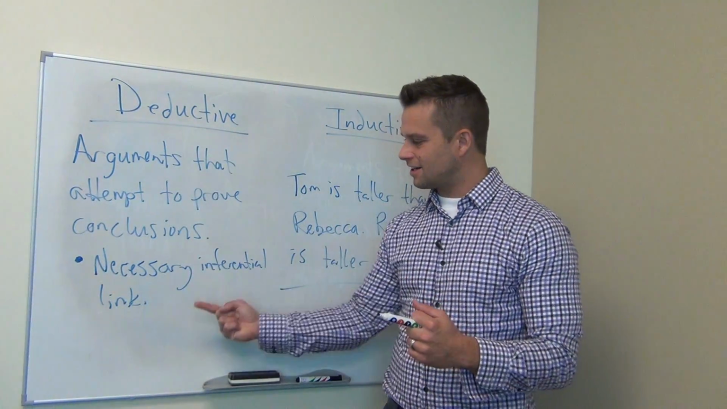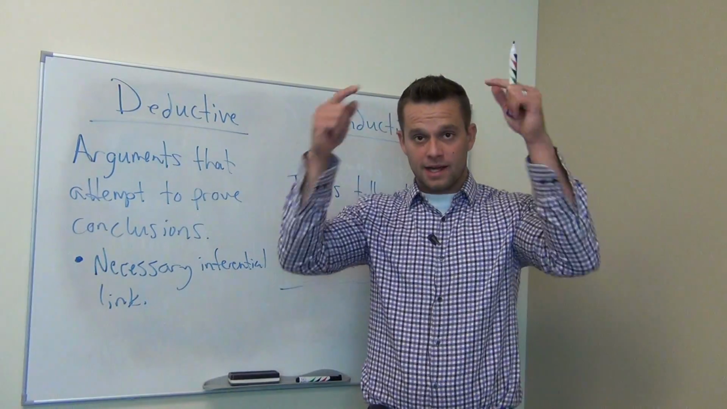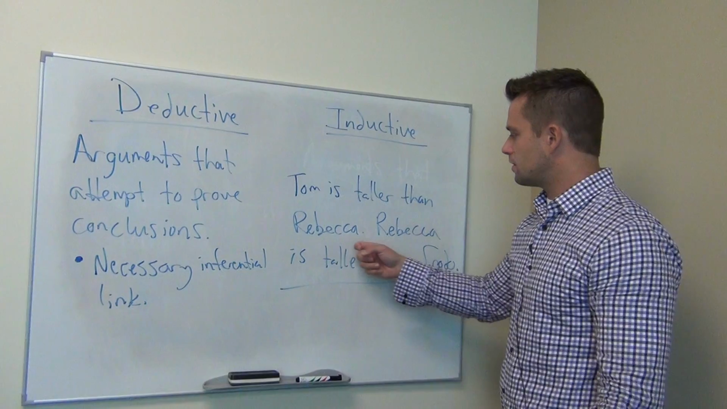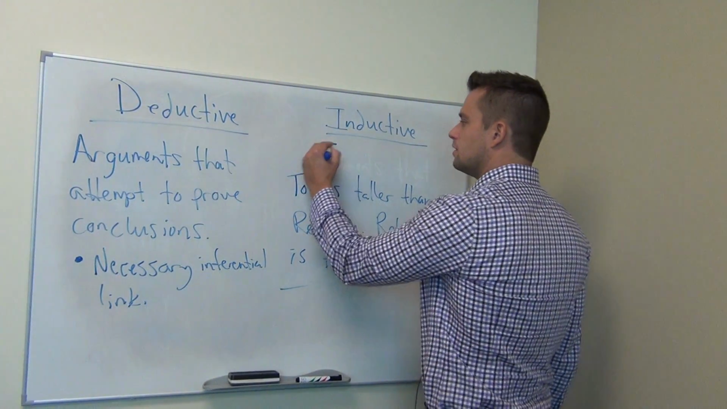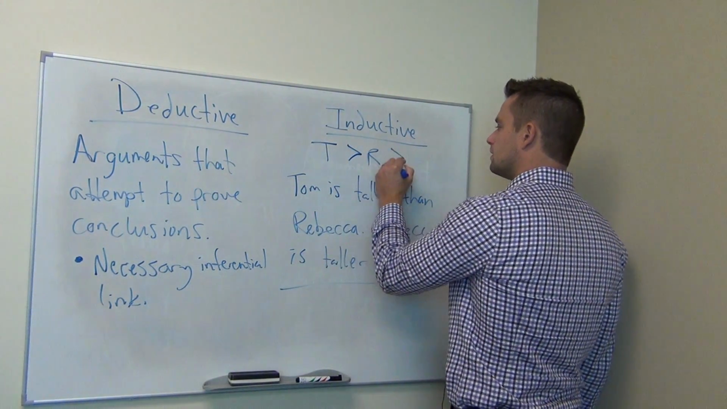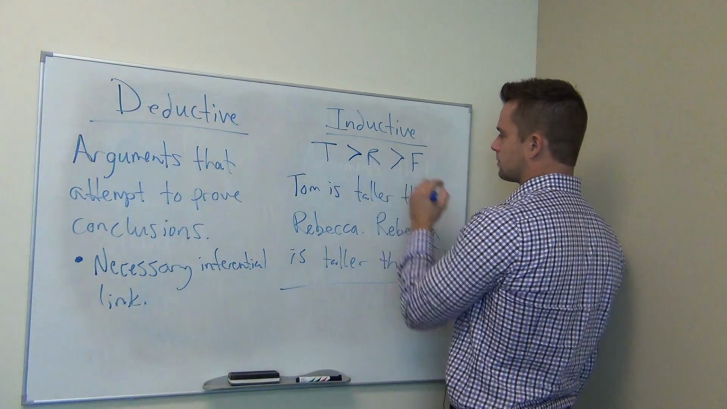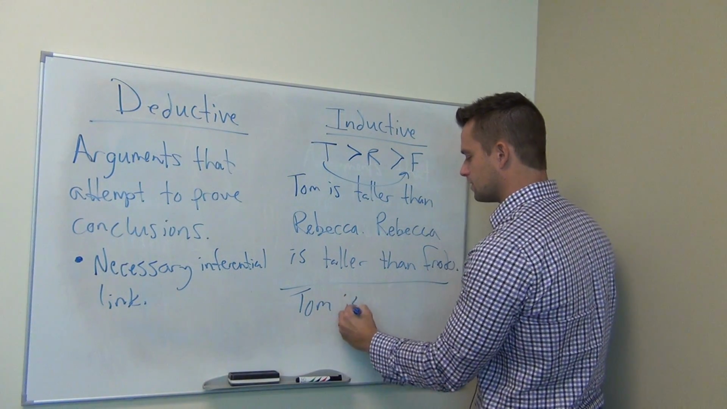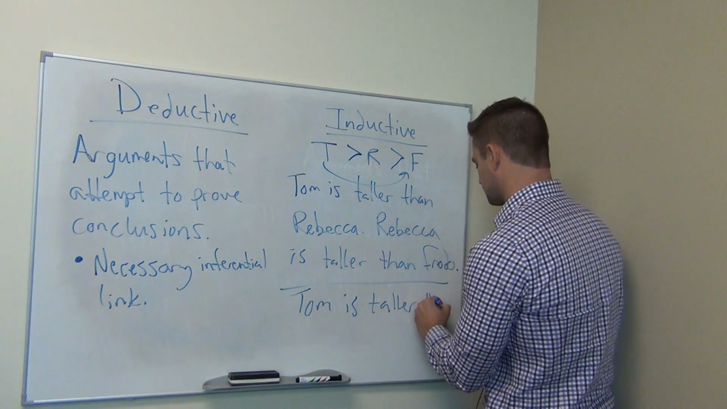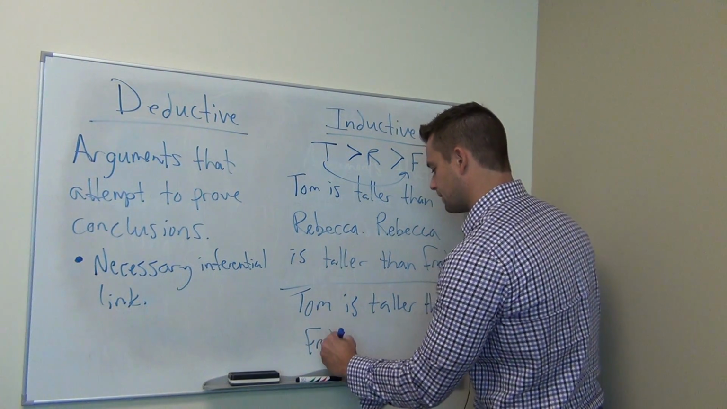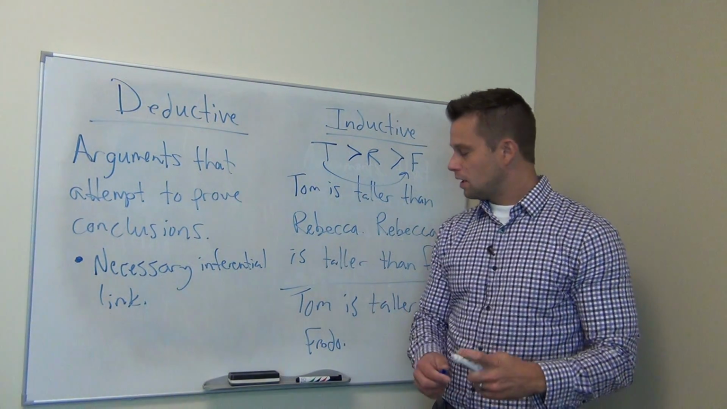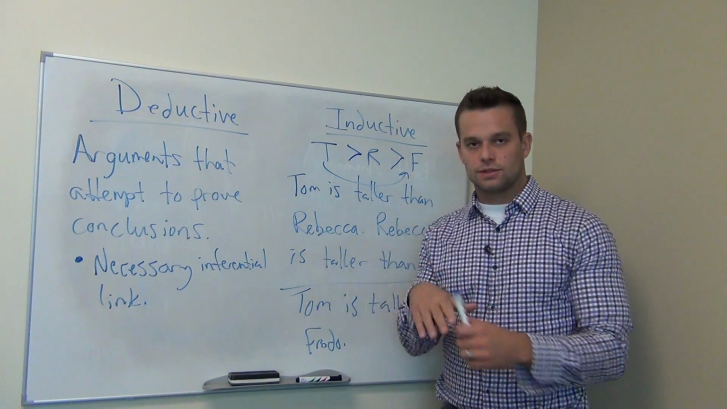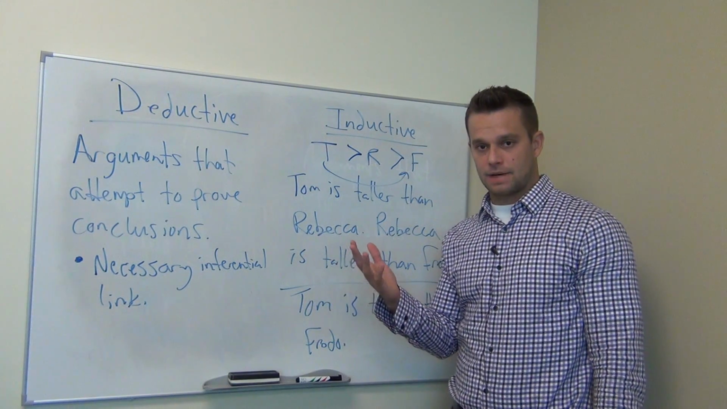What is the necessary inferential step that your mind takes? What necessary conclusion has to follow? Well, if T is greater than R and R is greater than F, you probably all remember this, then T must of necessity be greater than F. So Tom is taller than Frodo. And this is actually a valid form of deduction.